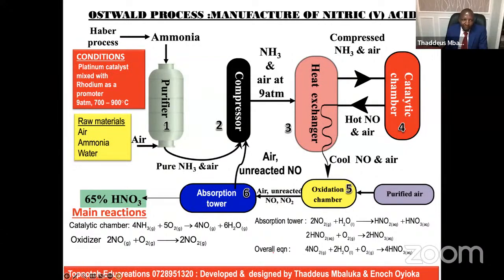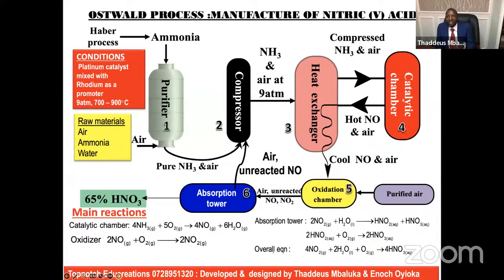Now we have the Ostwald process. What are the conditions? The raw materials are there. I don't think we need to explain anything that is there. We have the raw materials: air, ammonia, and water. Conditions require platinum catalyst that is mixed with rhodium as a promoter. So the catalyst that is used in the manufacture of nitric 5 acid is platinum, not rhodium. Of course, in the book they have said platinum-rhodium.